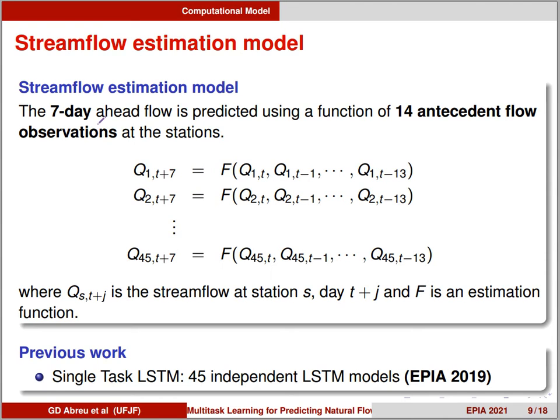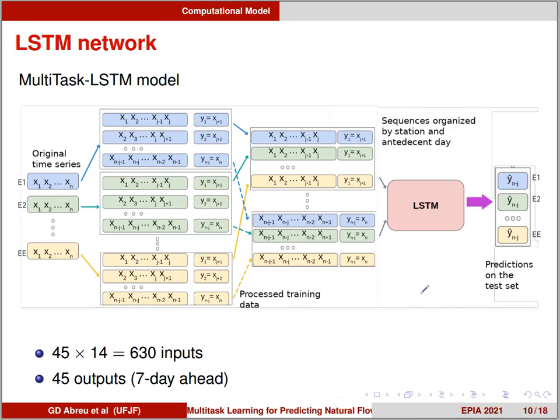Here, the streamflow model. We aim to predict the 7-day ahead flow using 14 antecedent flow observations in a simultaneous way for the 45 stations along this river. And in a previous work, we built 45 independent LSTM models, which was published in EPIA 2019.